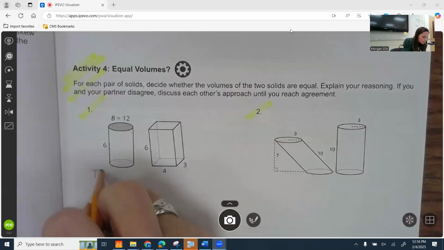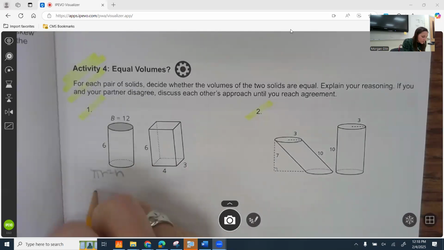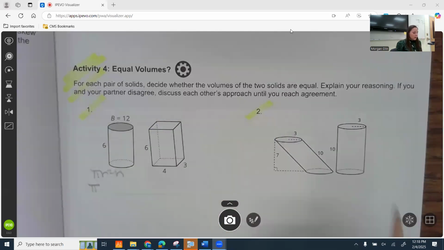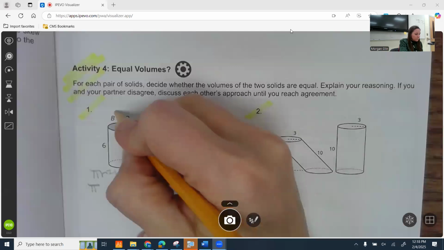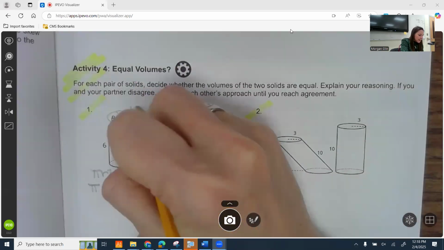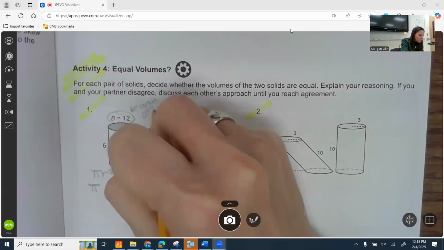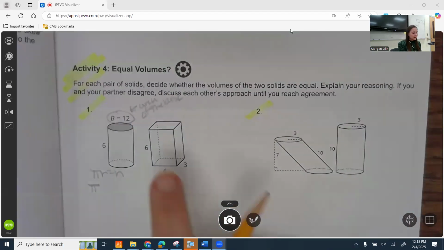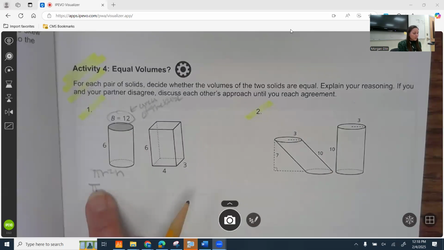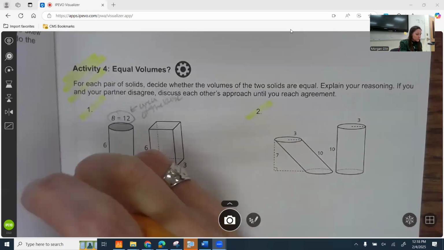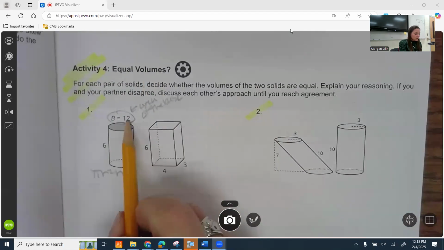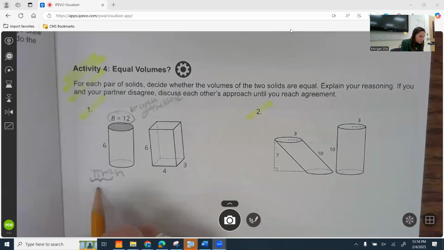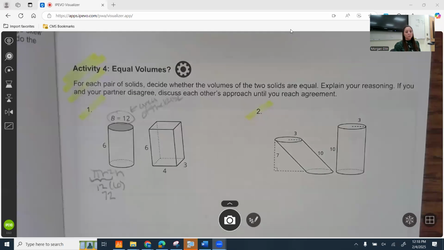Pi r squared h. So this is pi. Now, I want you to look at this. Do you notice how they gave you B? What this stands for is the area of the base. Now, remember in the warm-up, we discussed that the volume of a cylinder uses the area of a circle. Do you see right here, the area of the circle is 12? Okay, and then the height is 6. So when I multiply it, it comes out to be 72.